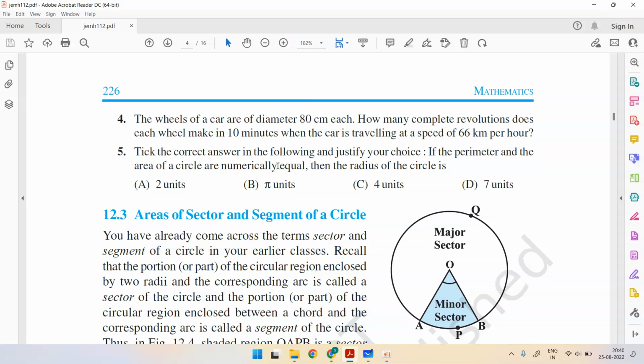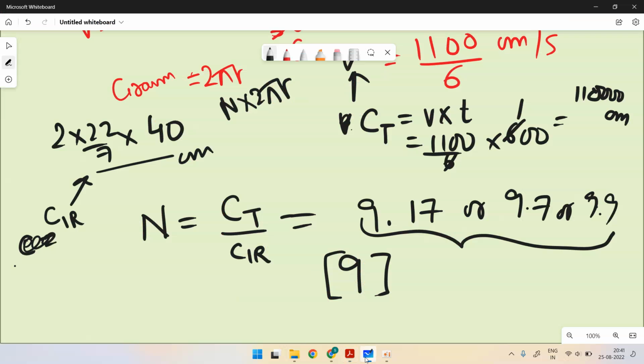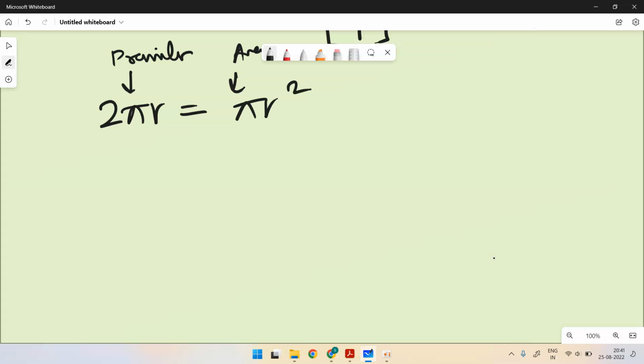Next, choose the correct answer in the following and justify your choice. If the perimeter and the area of the circle are numerically equal, then the radius of the circle is? Perimeter and area are equal numerically. You know that the perimeter is nothing but the circumference of a circle, that is 2 pi r. And the area is pi r square, numerically equal. And what is the value of r?